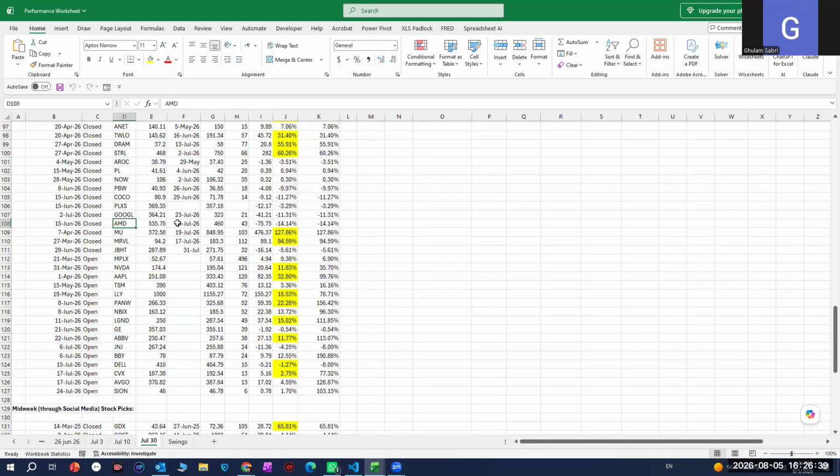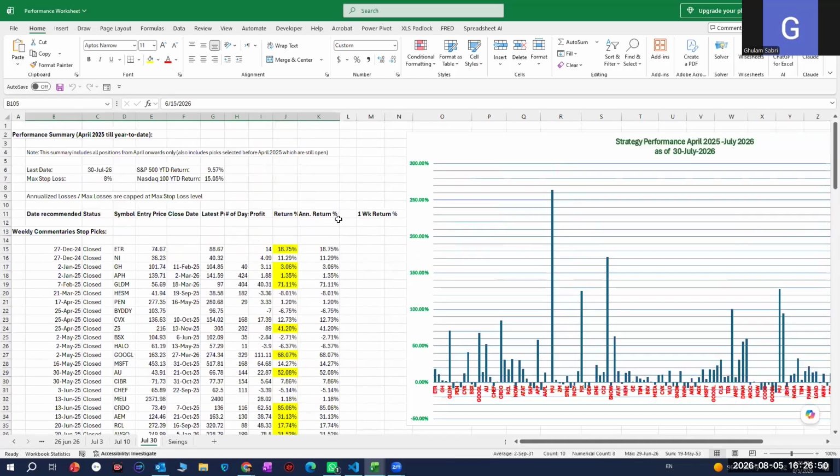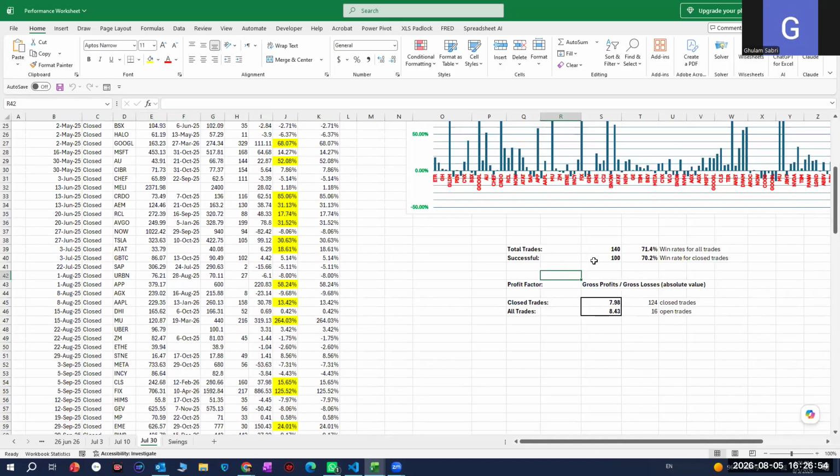Like this AMD trade, 15th of June, resulted in a 14% loss. Coco trade, 11.27% loss. So what is our overall performance following this system starting from last of April? We gave a total of 140 trades with a 71.4% win rate for all trades. Out of 140, 100 ended in positive range, 70% win rate. It means 40 ended in negative range.